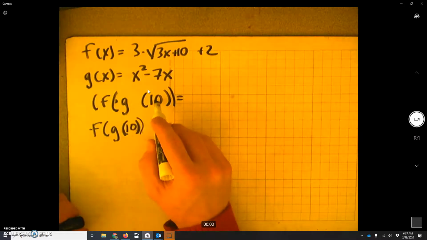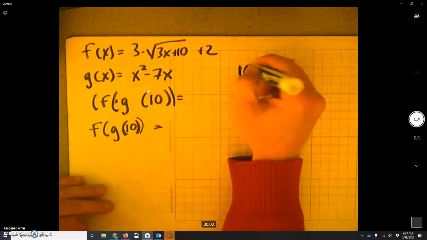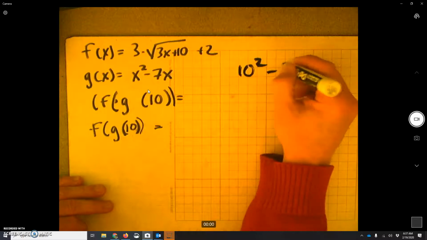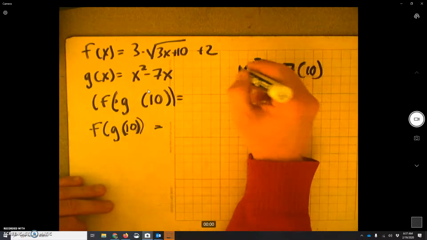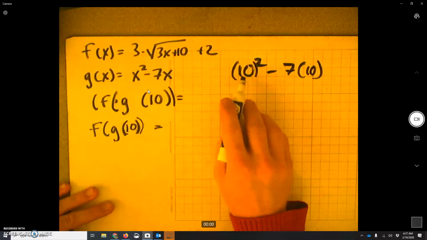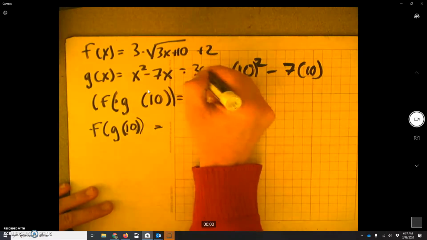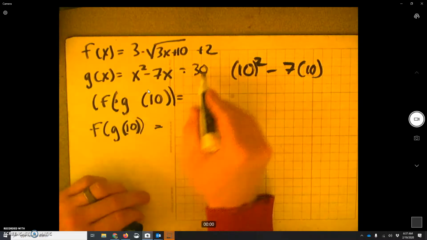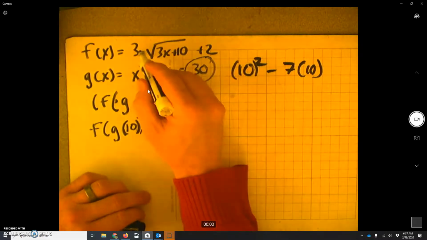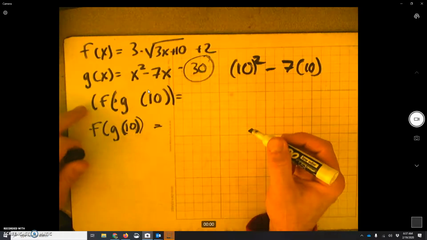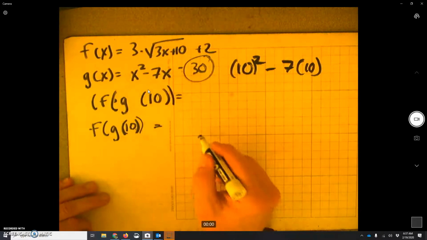Okay? So we're going to put 10 into g. So we get 10 squared minus 7 times 10. Okay? This is 100. This is 70. So this is equal to 30. So now this is our value, 30. We're going to plug it into our f function. So 30 goes into here. I'm going to write it down here so I have more space.